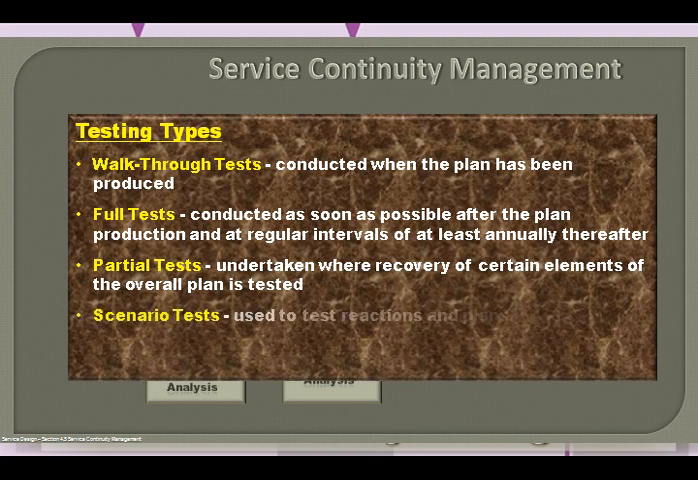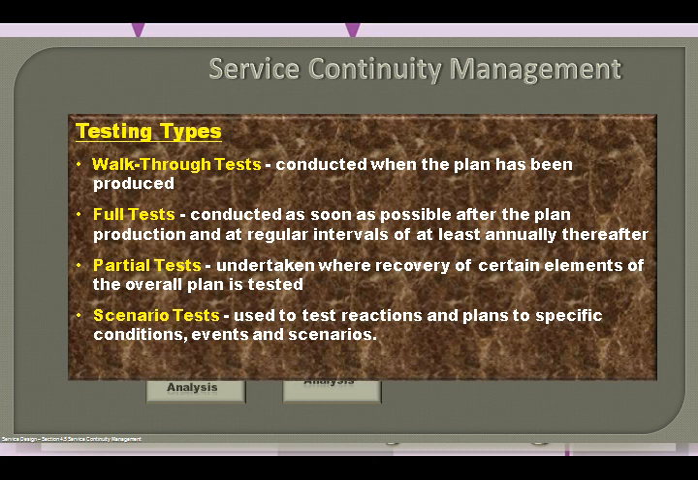Scenario tests can be used to test reactions and plans to specific conditions, events, and scenarios. They can include testing that the business continuity plans and the IT service continuity plans interface with each other, as well as interfacing with all the other plans involved in the handling and management of a major incident.